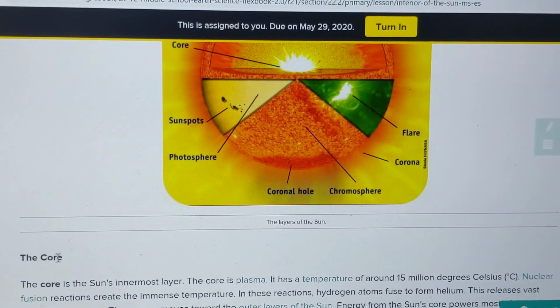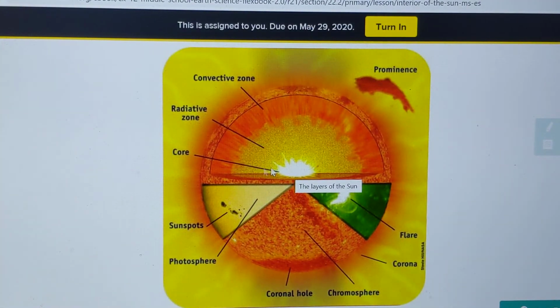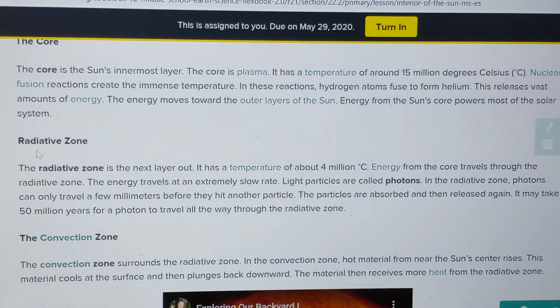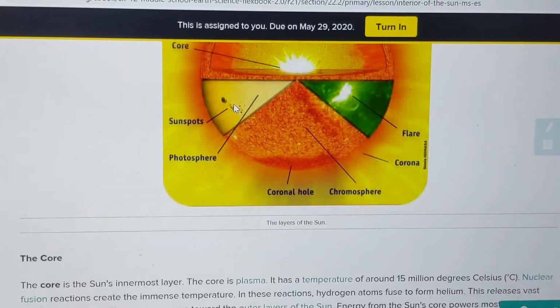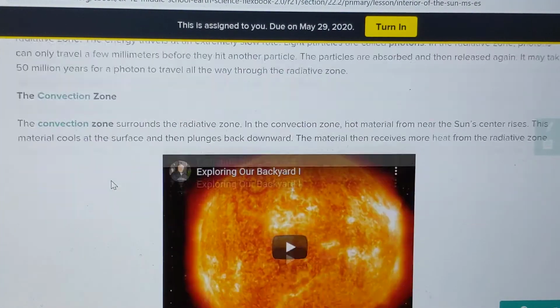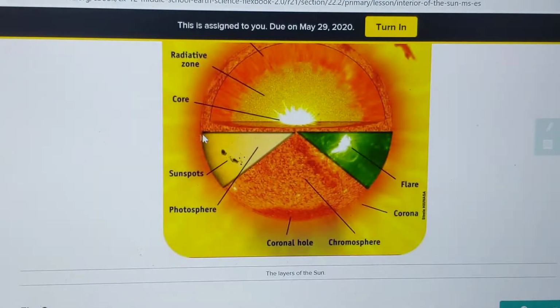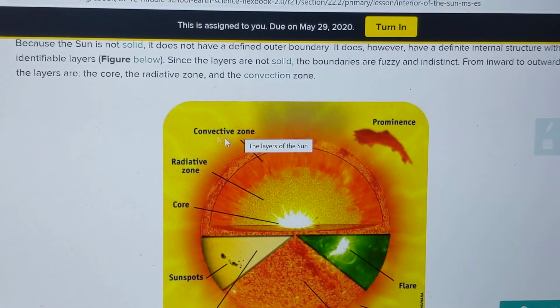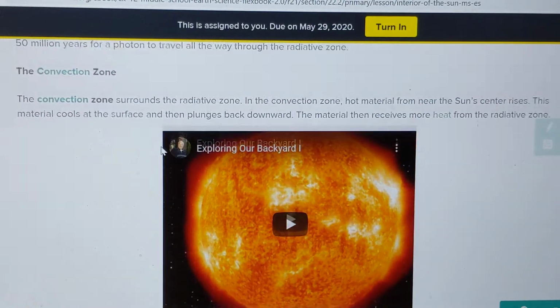Okay, it talks about the core right here in the next paragraph. There's the core right there. The radiative zone, right here. This is just outside the core. Okay, here's the convection zone. Convection zone is right here. That paragraph is about the convection zone.